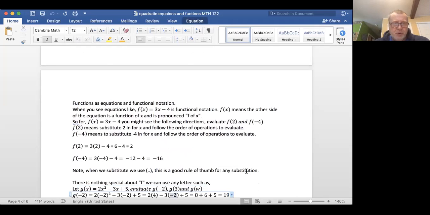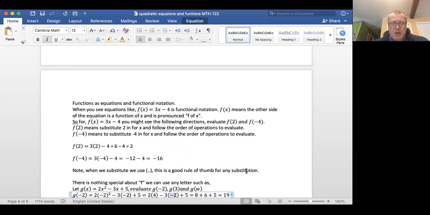Let's look at functional notation. In functional notation, we have this f with x in parentheses equals some kind of algebraic expression. The f with the x in parentheses is pronounced "f of x." Now, there's nothing special about f. It could be g or h or any letter. When you see a letter and then parentheses x, equaling an algebraic expression, it's telling you that's a function.